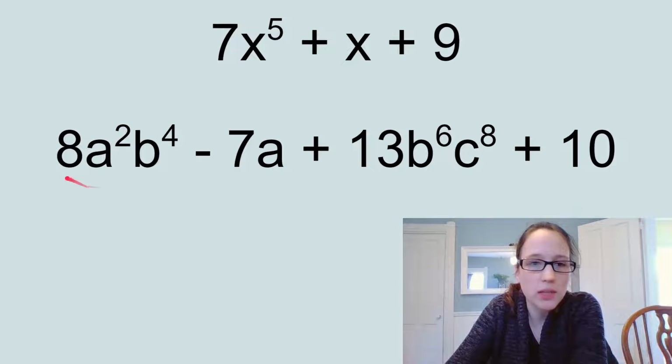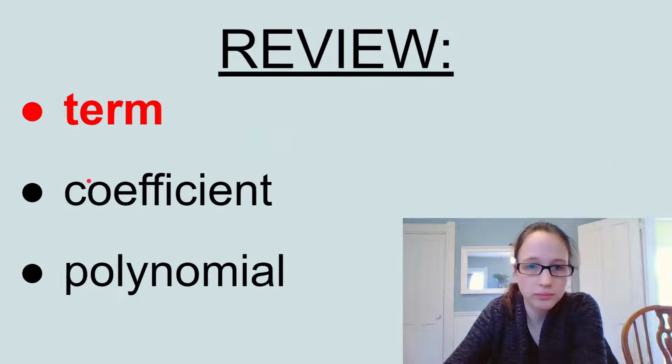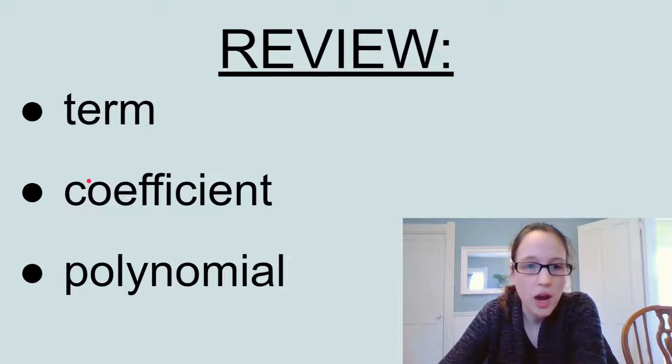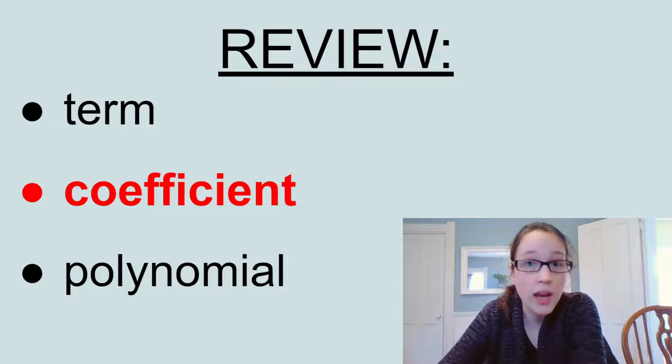Same thing here. We got a bunch of terms. So this is all one term because this is all multiplied together. This is all one term, 7a. This is all one term, and 10 is its own term. So this one has 4 terms in it. Okay, so that's terms. We talked about what coefficients are as well.